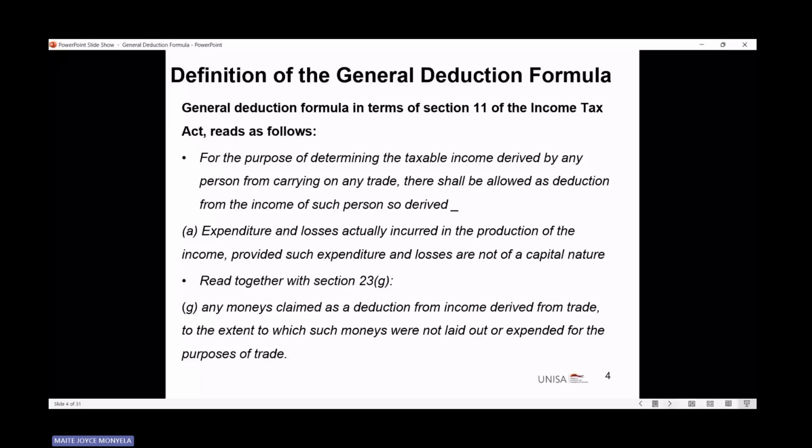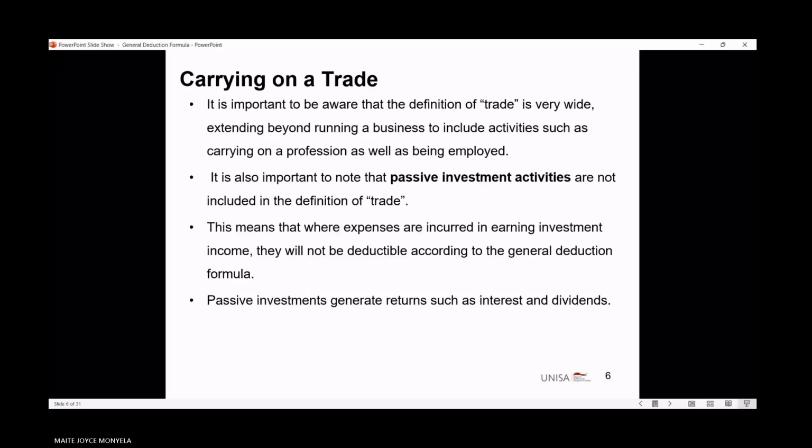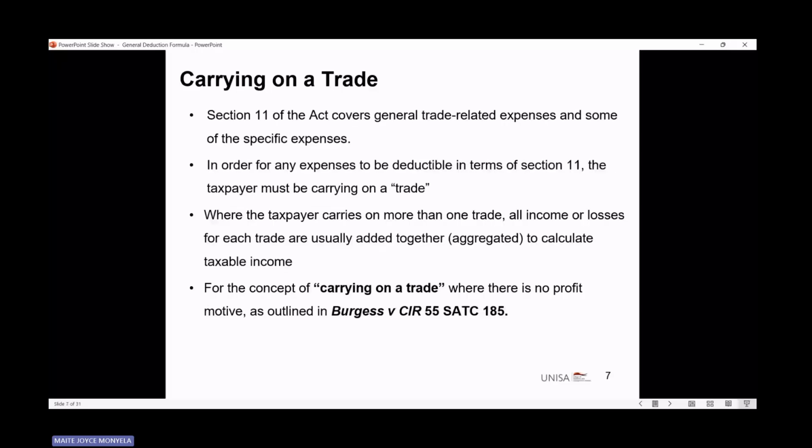We talked about the definition of a trade. Remember, it's every profession, trade, business, employment. Employment also deals with section 23, calling, and then we also saw that salary will be in the trade, and rental also, but it excludes passive income, which is interest and dividend income, which are exempt. The relevant case that you can support your answer with under trade is Beggars versus CIR.